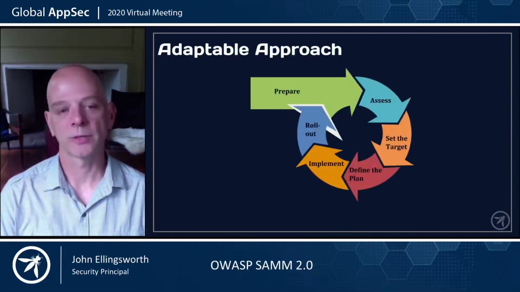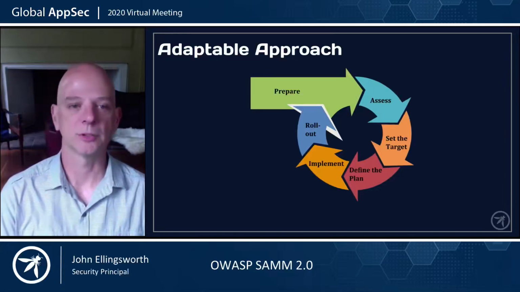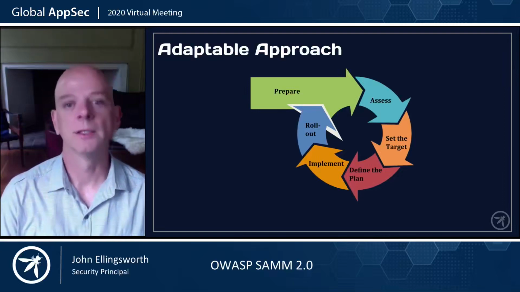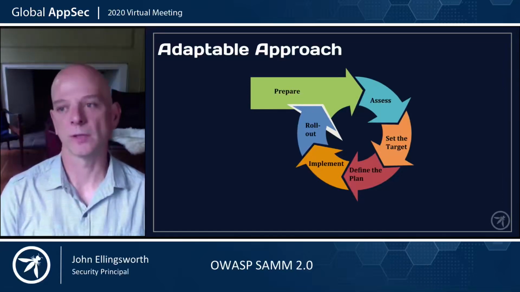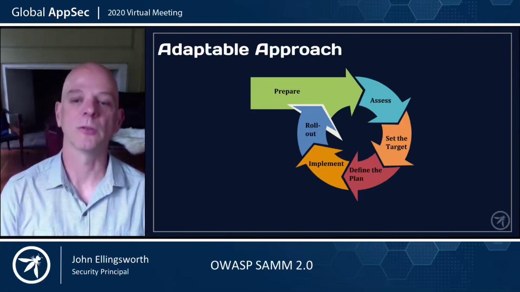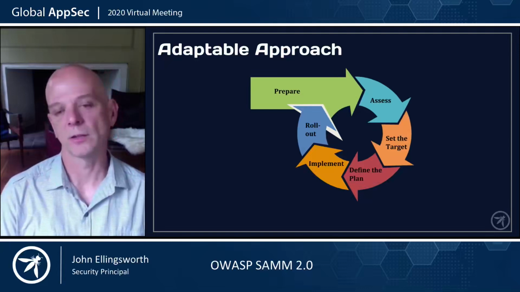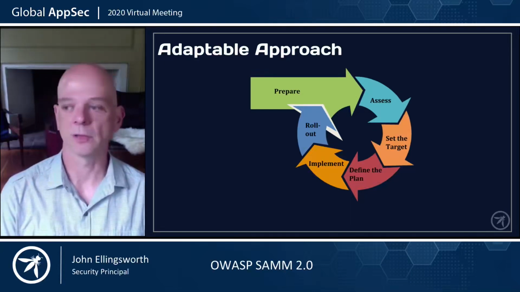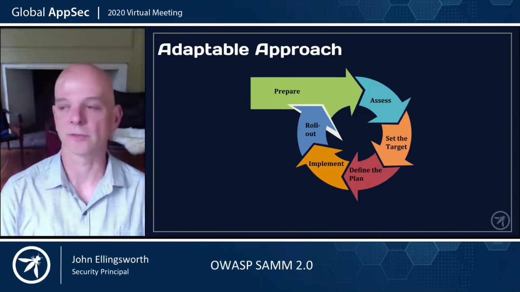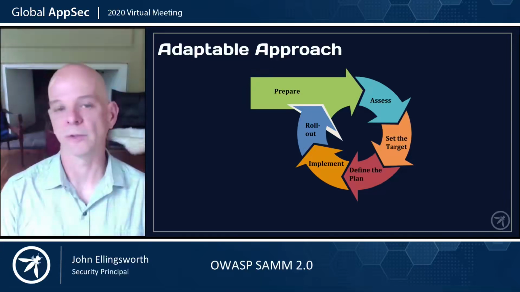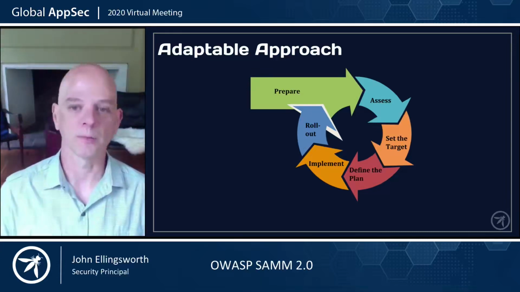So at a high level, SAMM is intended to provide an adaptable approach. The cycle generally follows this pattern here, where we prepare the organization for a rollout of a SAMM framework. We do the assessments, we set the target of maturity levels that we would like to achieve within particular software development functions and the activities involved with that. We define a plan for that over time, whether that's a period of 1 year, 2 years, 3 years, 4 years, a multi-phased approach that gets defined and then implemented within the organization and then subsequently rolled out.